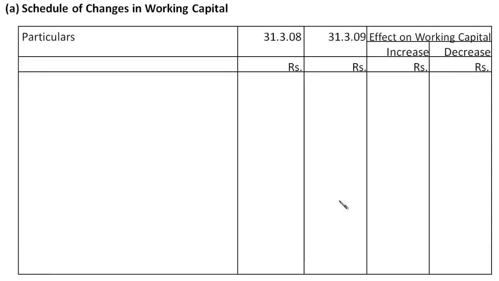We'll list out the current assets and current liabilities as of 31/3/2008 and 2009. The current assets were stock. The values are picked from the question. So is there any increase or decrease? If you look at the stock, from 3,60,000 it has come down to 3,50,000. So there is a decrease.